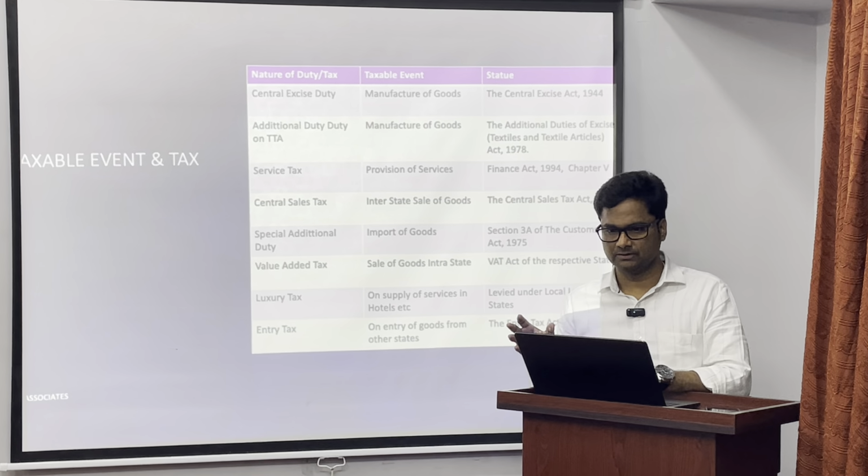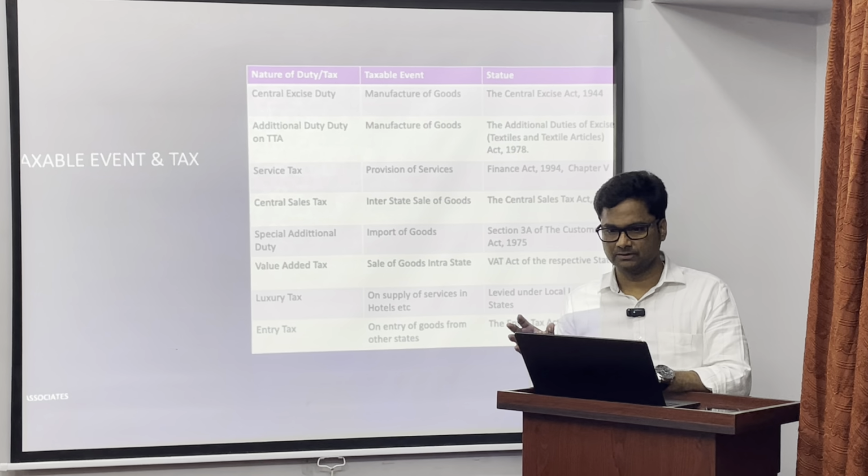So that is why government thought of introducing a new regime of indirect taxation, a single tax called goods and service tax. So anyway, all the taxes you are levying under the existing laws are nothing but either on goods or on a service, correct? Excise duty, goods. Sales tax, goods. Service tax, services. Luxury tax, services. Entry tax, goods. So at the end of the day, it will be either on the goods or on the service.